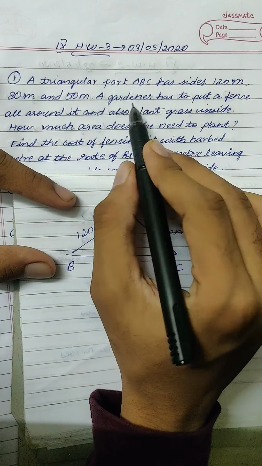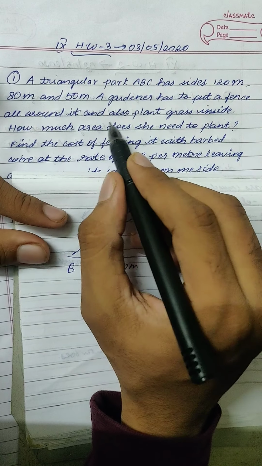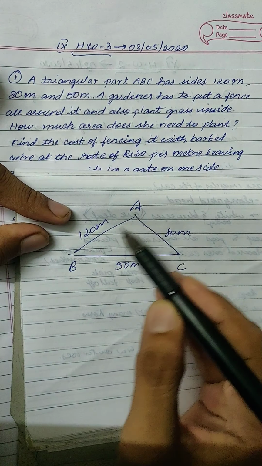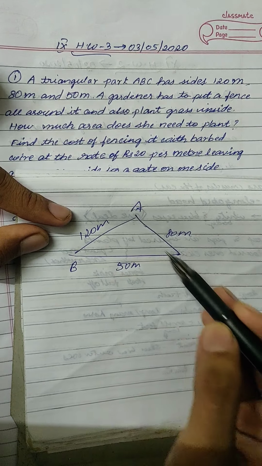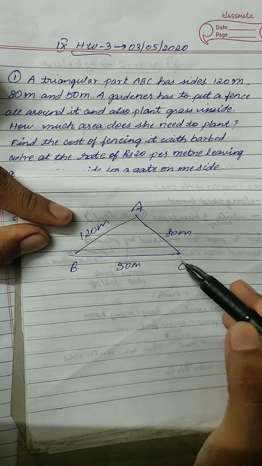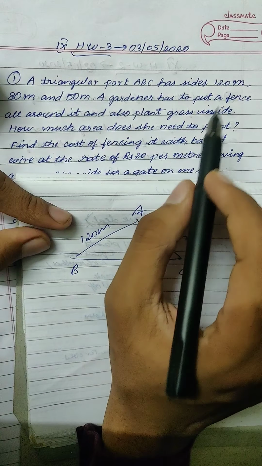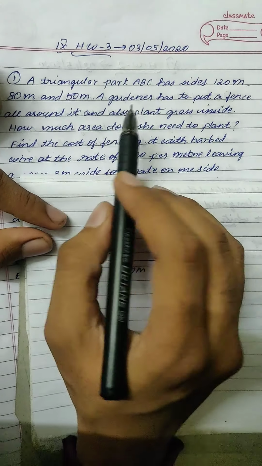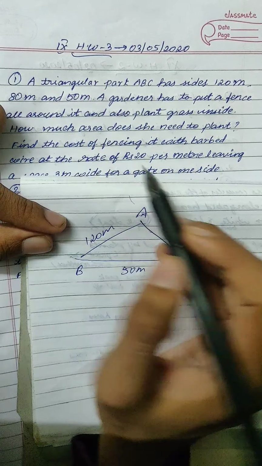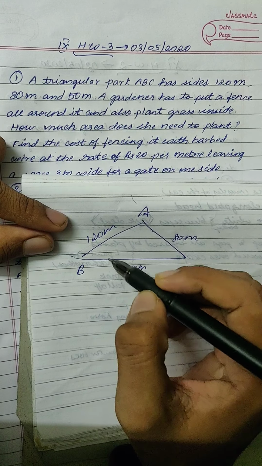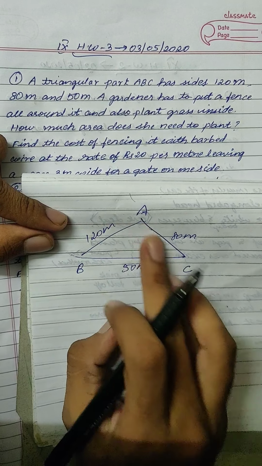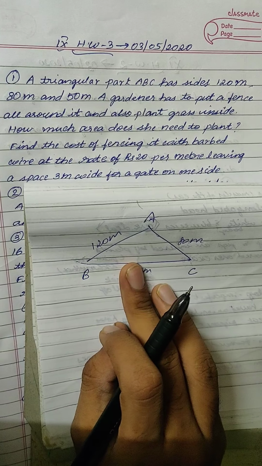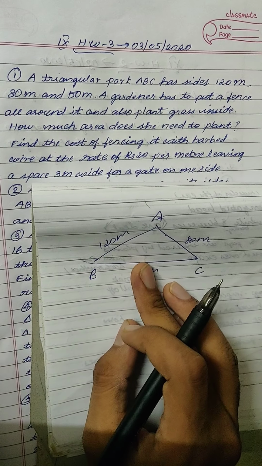A gardener has to put a fence all around it and also plant the grass. Here you have to understand, fence will always be around it. It's like the compound wall in our homes, so it will be the perimeter, that is the addition of the three sides. But plant grass inside means that will be the area. So when they have given fence, it means perimeter, and when they have given grass, it means area. So that clarity you have to have.